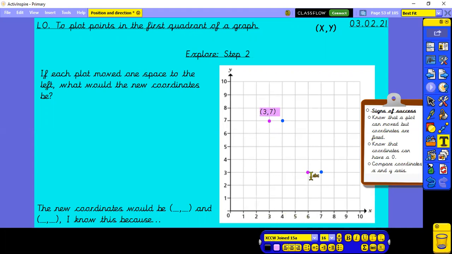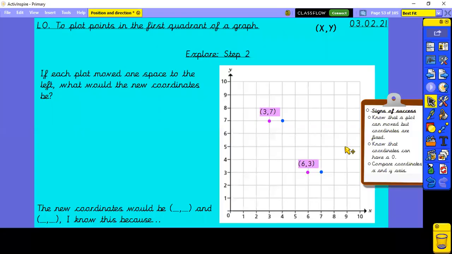And now I'm going to look at my next one. I'm going to go along from my 0 and stop with the number it's in line with, which is 6. Now I need to go up my y-axis and see what number it's in line with, which is 3. So my coordinates will be 6, 3, and that is my new coordinate for this plot.